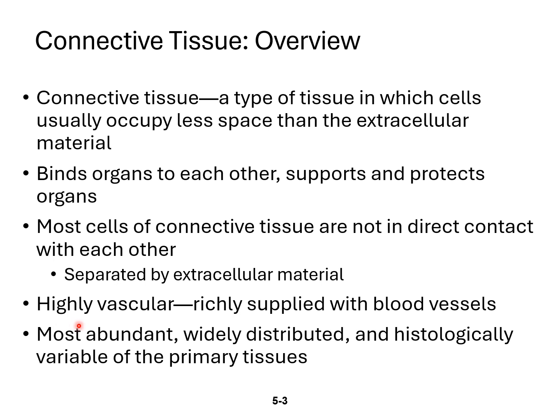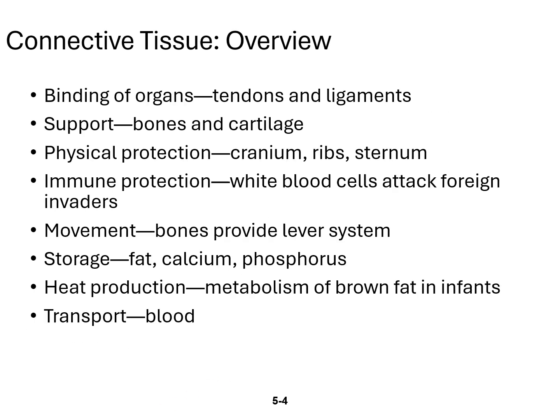Unlike epithelial, these are going to be highly vascular, richly supplied with blood vessels, and they're the most abundant, widely distributed, and histologically variable of the primary tissues. Because it's the largest class, you have a lot of different types in here.